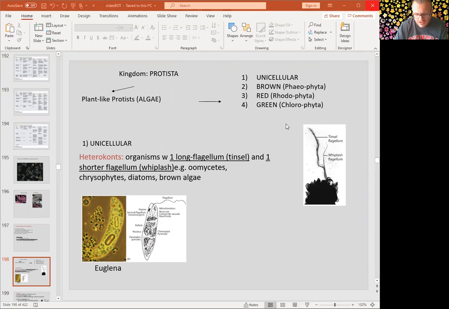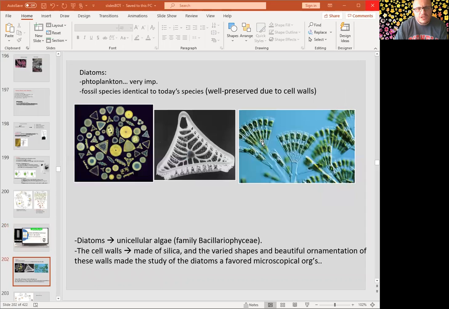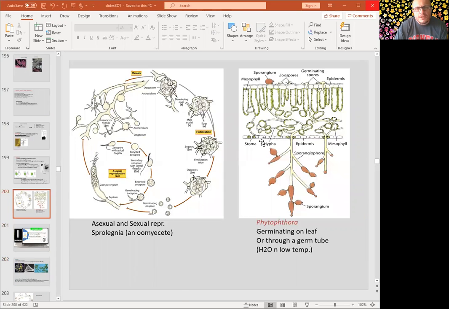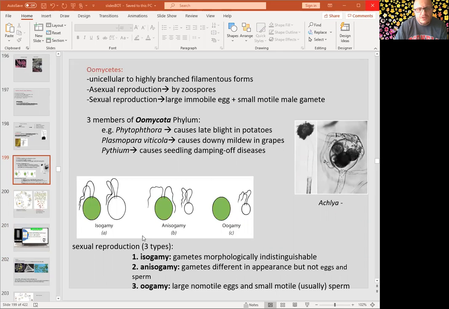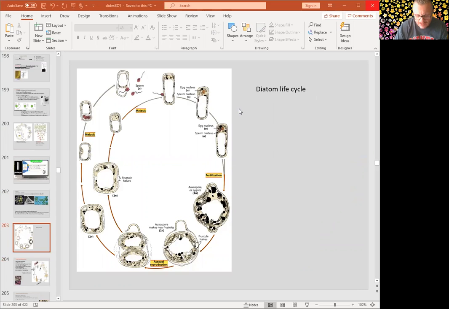Euglena, which is in the Euglenophyta, is a motile alga with a single large flagellum. And while there are some algae that actually cause diseases in plants, like you see here: Phytophthora, which causes late blight in potatoes; Pythium, which causes damping-off disease; and Plasmopara, which causes downy mildew in grapes. Again, diatoms are in the Chrysophyta.